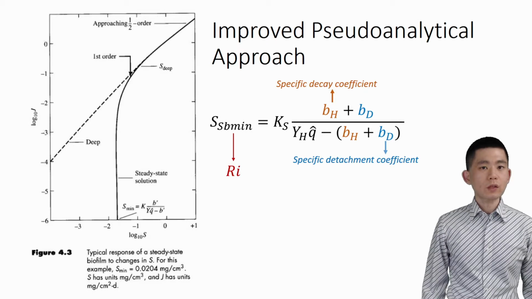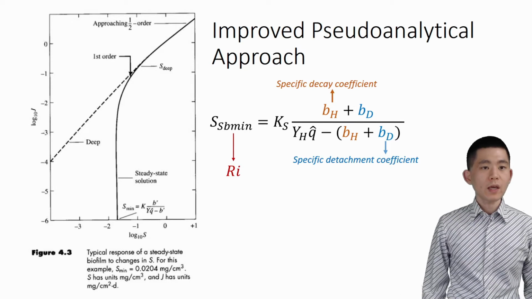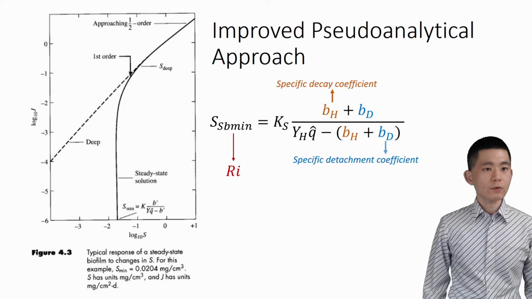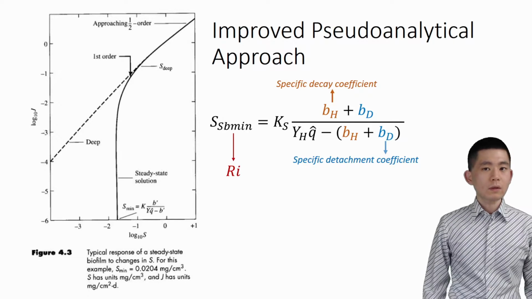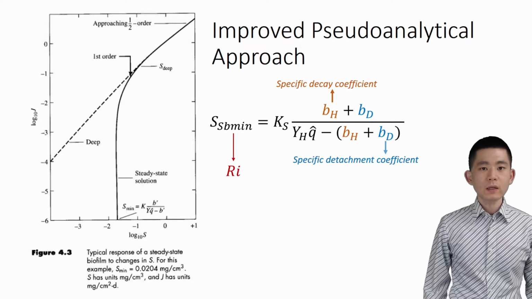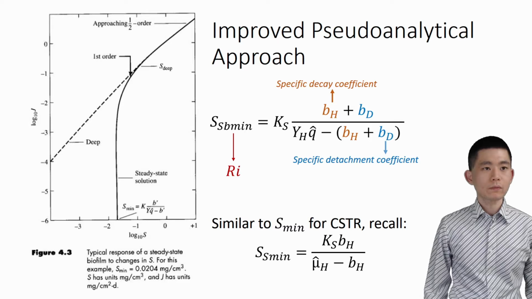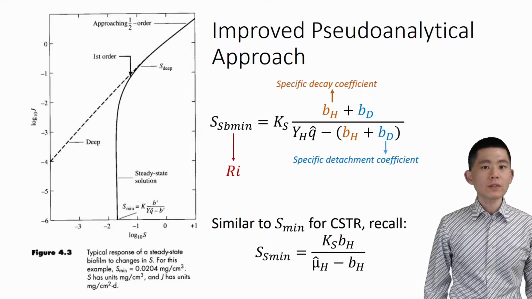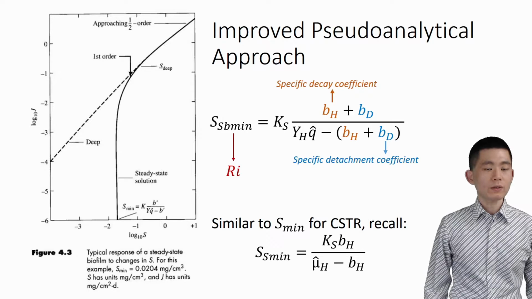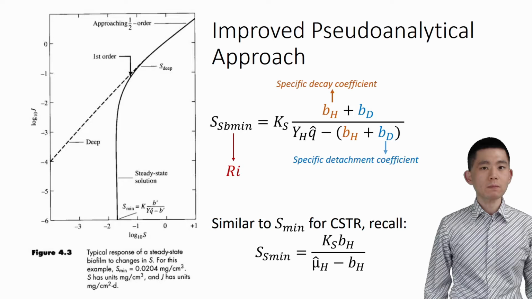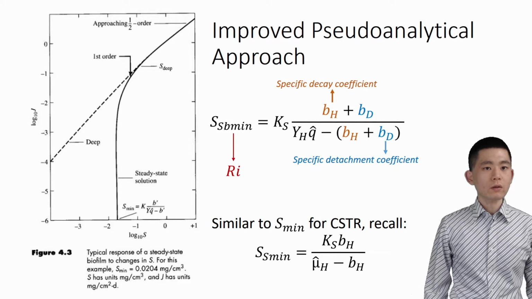The basis for the pseudo-analytical approach is that the flux of substrate into the biofilm decreases with the bulk solution substrate concentration. When the bulk solution substrate concentration is lower than the threshold, S sub SB min, the flux becomes zero. This is because when the bulk substrate concentration is lower than S sub SB min, the growth rate is slower than decay and detachment. The biomass in the biofilm is washed out. This is similar to the S sub S min in a CSTR when the bulk solution biomass is washed out. The equation for S sub SB min has special significance in the pseudo-analytical approach. Its dimensionless form becomes the Riemann number.